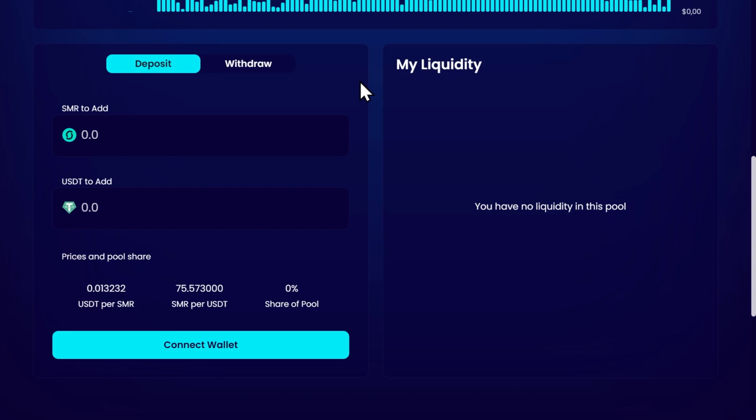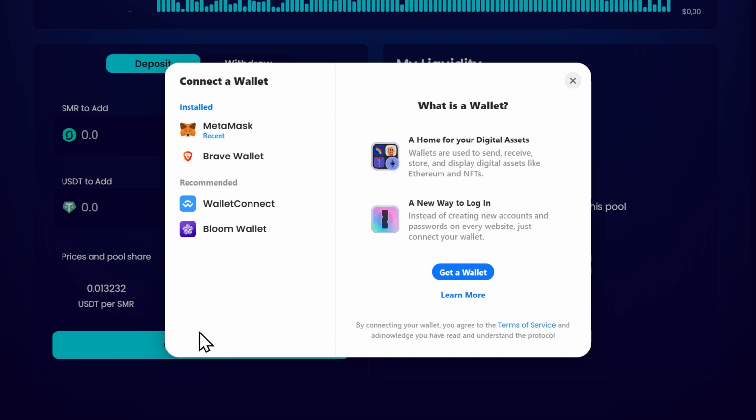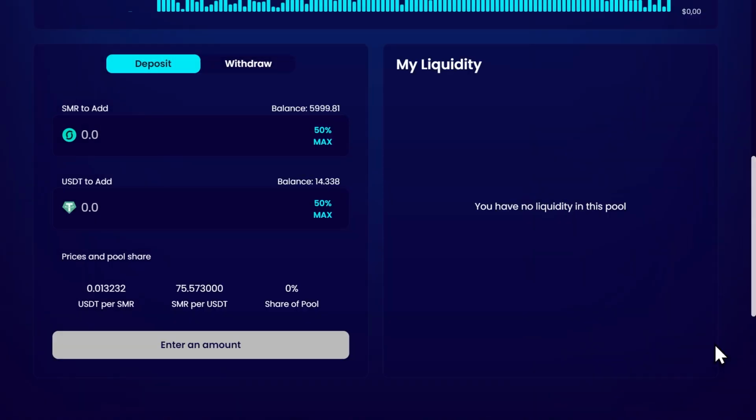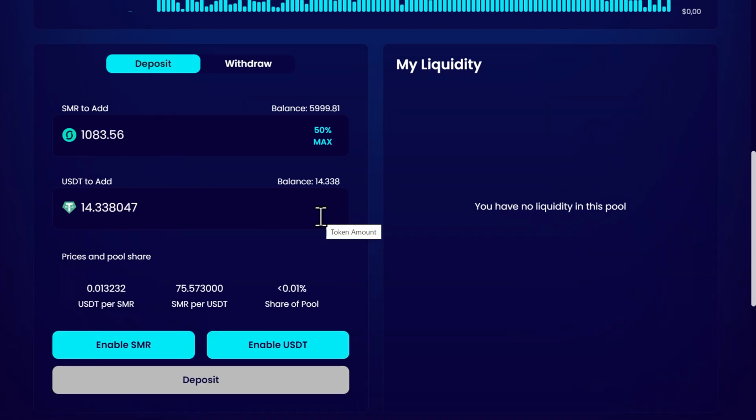As always, on MagicSea, I first need to connect my wallet in order to interact with this smart contract. The input field now already shows me what my balance of Shimmer and USDT is. In order to provide liquidity, I need to provide both tokens. In this case, Shimmer and USDT, both with the same dollar value amount. This means if I now provide my 14.338 USDT, I need to provide Shimmer with the same amount in dollar value. I click Max to supply all the USDT I have in my wallet. The page will automatically show me how many Shimmer tokens I need to provide.